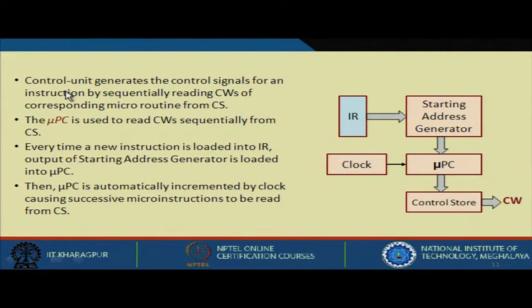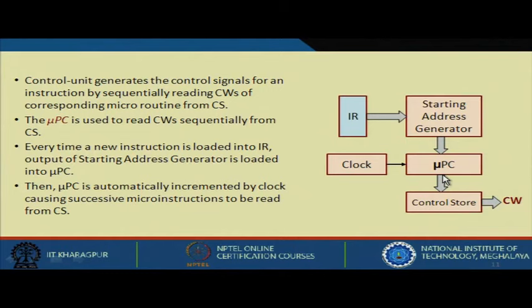As I have already discussed, the control unit generates the control signals for an instruction by sequentially reading the control words of the corresponding micro routine from the control store. So, the control store stores the control words, or we can say it stores a micro routine. The MuPC is used to read the control words sequentially from the control store, one by one. Every time a new instruction is loaded into IR, the starting address will be generated in MuPC, and accordingly this will happen.